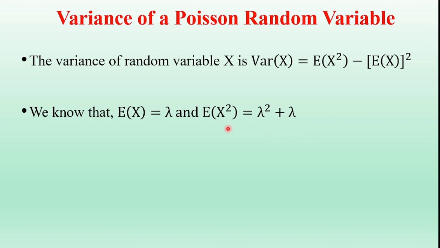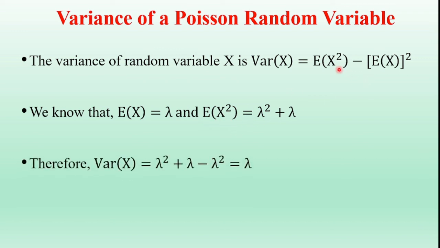Substitute expectation of x square. So in this equation we get variance of x is equal to expectation of x square, which is lambda square plus lambda, minus expectation of x whole square, which is lambda square. So lambda square minus lambda square cancels, and we get lambda. Therefore variance of the Poisson random variable is lambda. So this is the derivation of the mean value, mean square value and variance of a Poisson random variable.